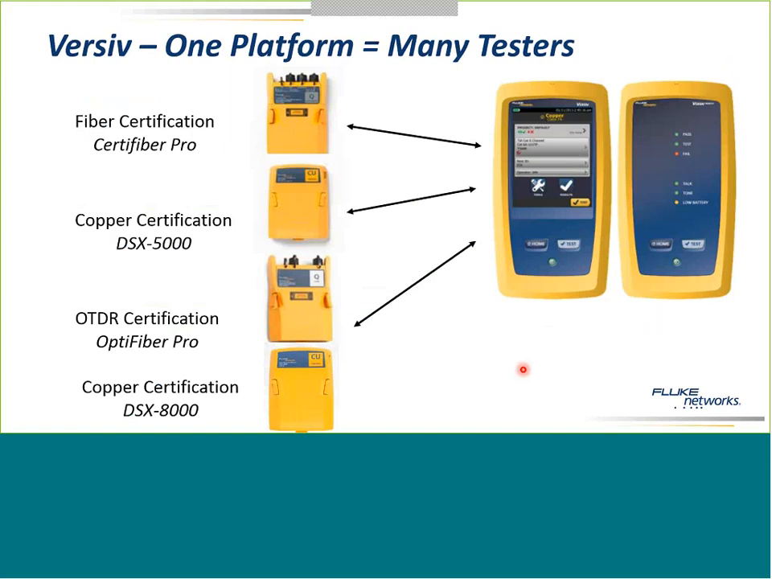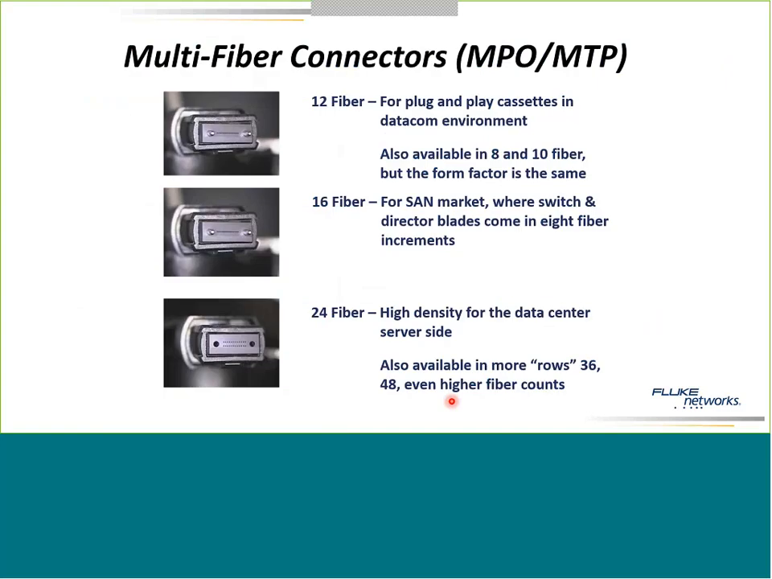All right. As always, we've got to touch on our Versiv platform. The Versiv platform, the same mainframe, the same screen. And what we can see from this, we have a fiber loss module. We have a copper module, the DSX 5000, that's good for all categories of cable up to 6A. We have an OTDR module, the OptiFiber Pro, that comes in both multi-mode and single mode versions. And a new member of the Versiv family, the DSX 8000, which will allow us to test Category 3, Category 5E, all the way up to the new Category 8 that's just recently been announced and approved as a standard.